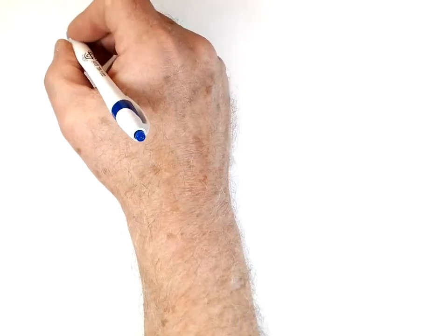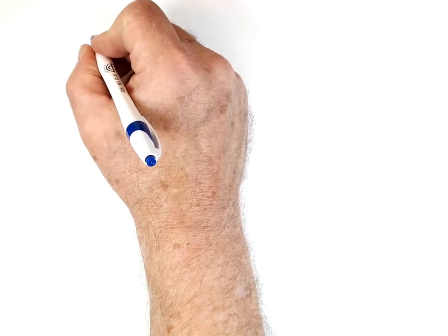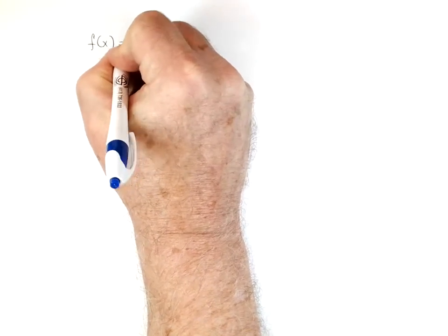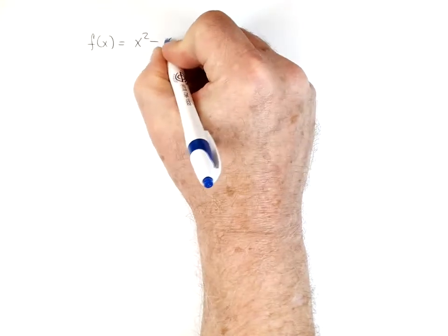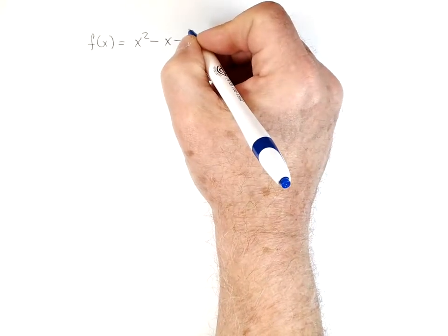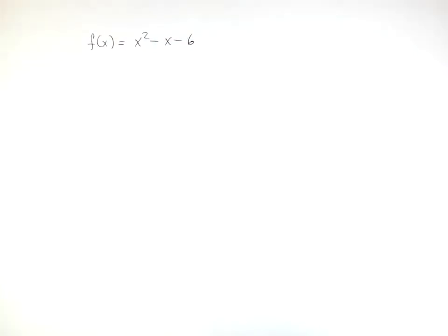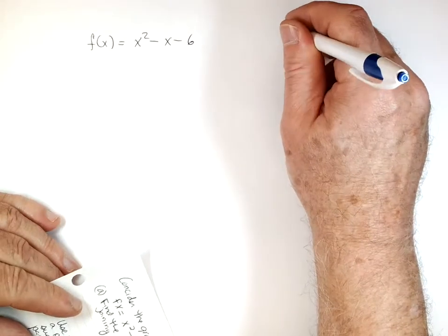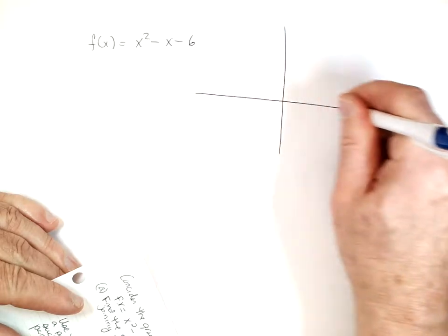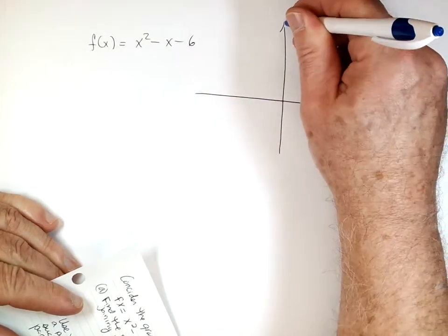This first one says, consider the function f of x equals x squared minus x minus 6. It says, find the equation of the secant line joining those 2 points. Okay, so here we go. Let's take a look at the graph first.